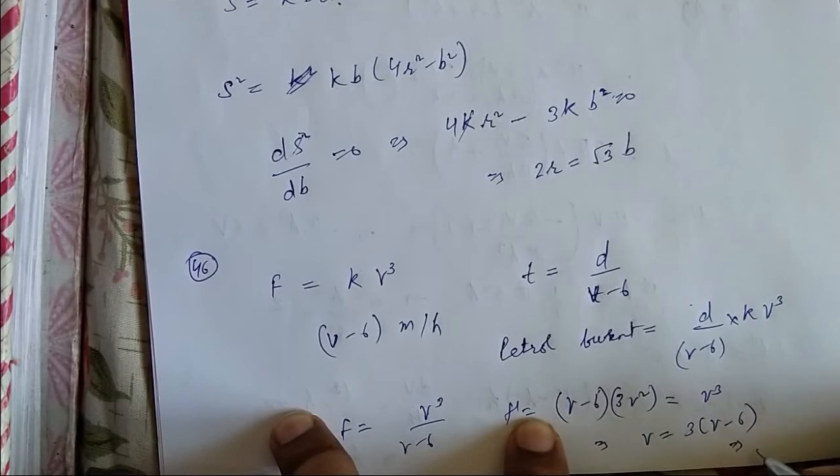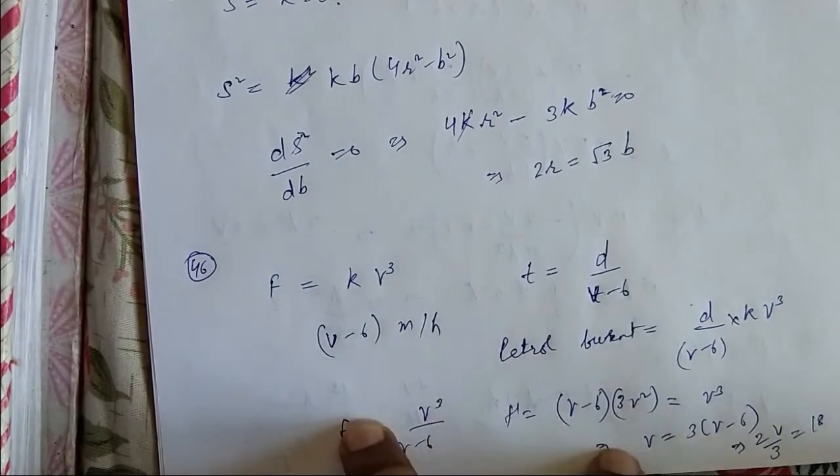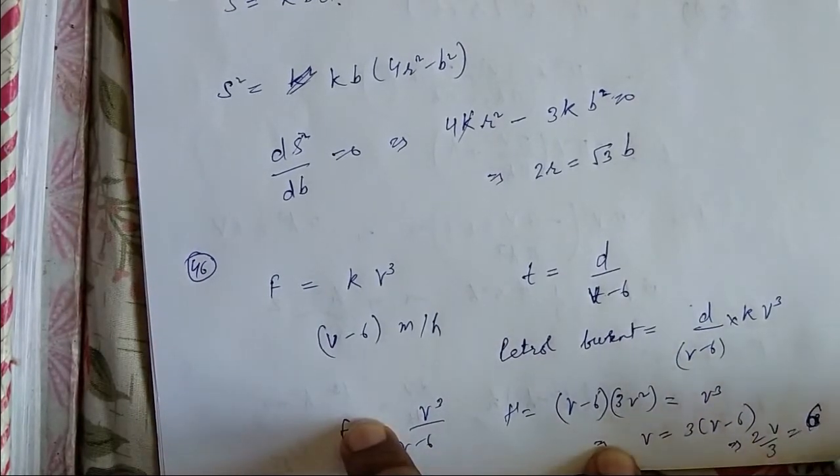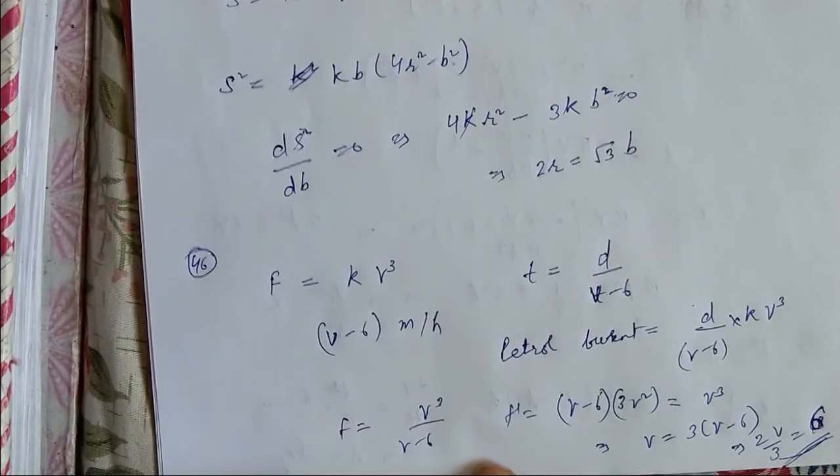V is equal to 3 times v minus 6. This implies 2v by 3 is equal to 18. Sorry, 2v by 3 is equal to 6. Hence v should be equal to 9. So 9 is the economical speed at which the boat should travel.